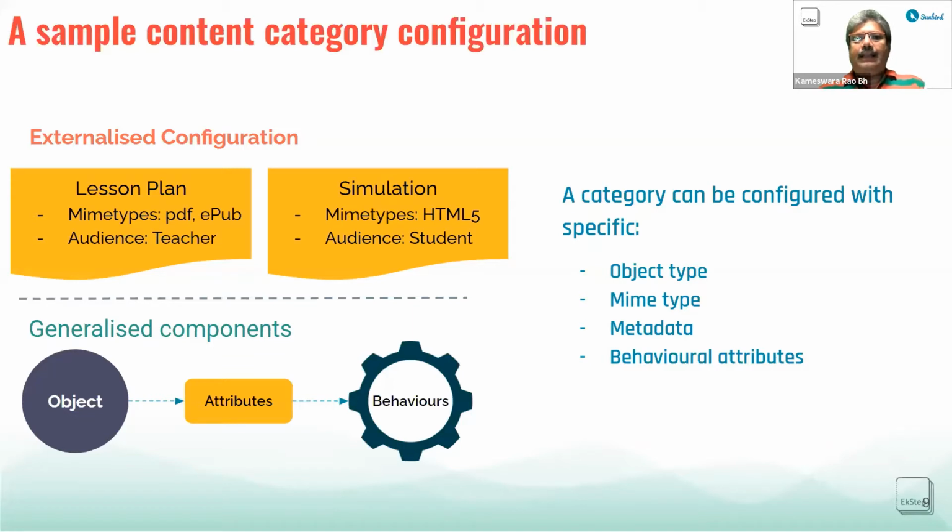audience is preset as a teacher. Or you can configure a content category as a simulation content, where you want to create and manage content which is a simulation, which might have a MIME type of HTML5, and the audience is student. So what this asset model and the categories ensure is that the underlying object which manages it is the same. You can extend it and configure it for specific domain categories based on just the configuration.